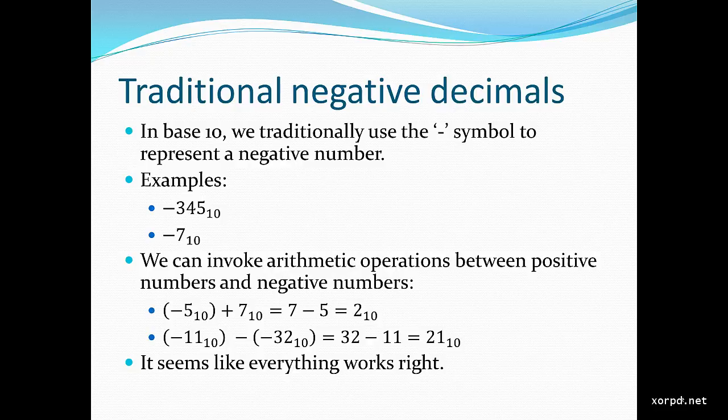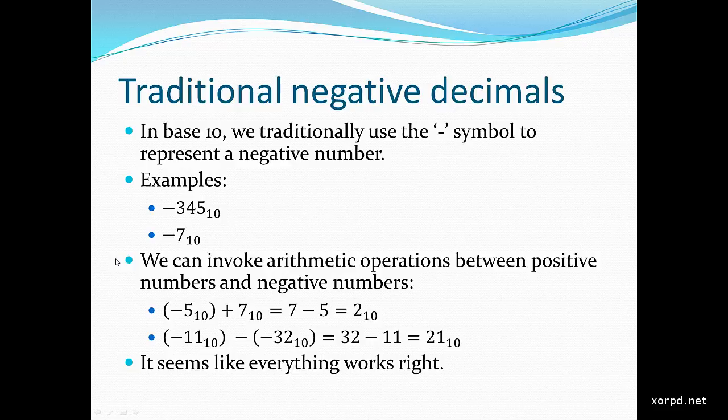Let's look at the traditional way of negating numbers in the decimal case. In base 10, we traditionally use the minus symbol to represent a negative number. Some examples: minus 345, for example, or minus 7. These are two examples of negative numbers. They just mean the lack of 345 units, or the lack of 7 units. You must be familiar with the idea of a minus number. That is something that you usually learn in elementary school.